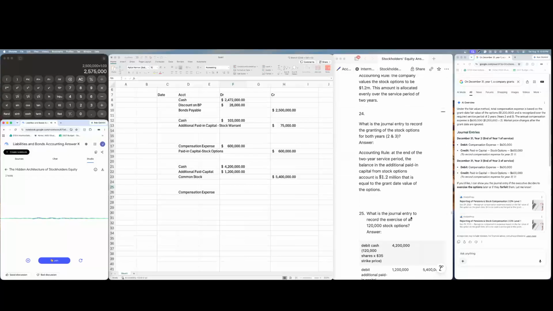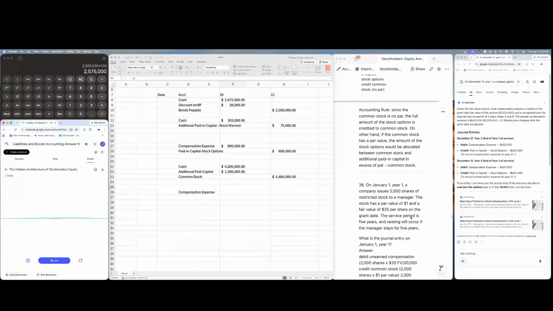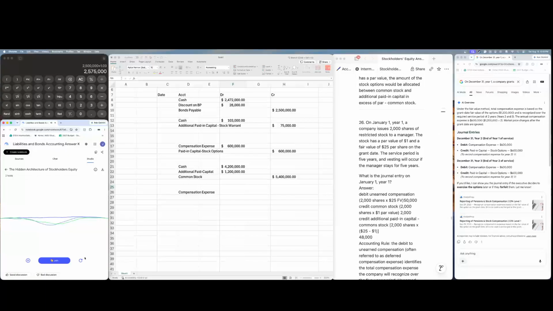So to record this, we start by debiting our cash account for that full amount. But we also have to deal with that waiting room jar we have been filling. You mean that $1.2 million in additional paid-in capital from options? Exactly. Now that the options are exercised, we must empty that specific account out. So we debit that additional paid-in capital account to clear out the placeholder. This signals that the promise of ownership has finally been fulfilled by the company.